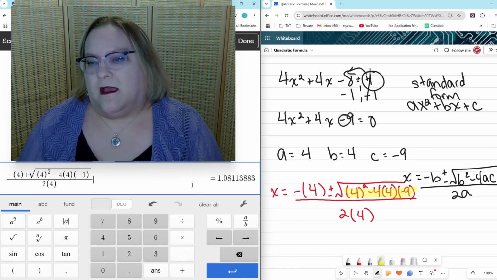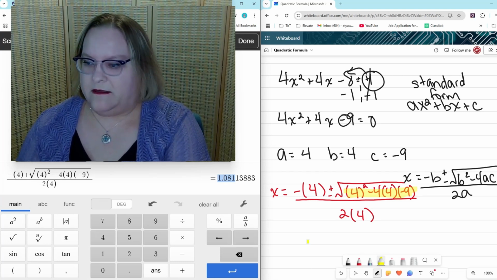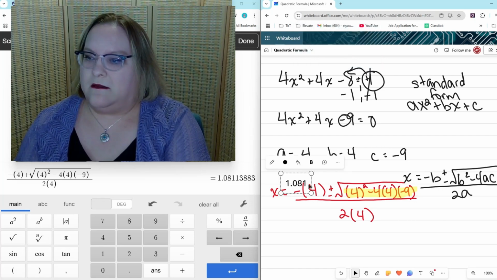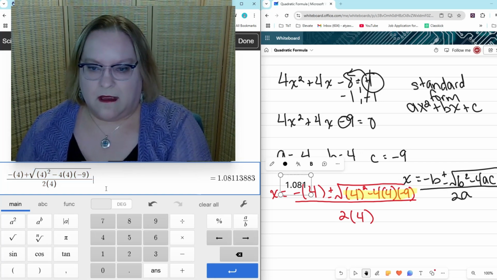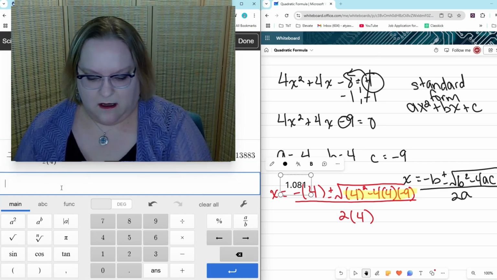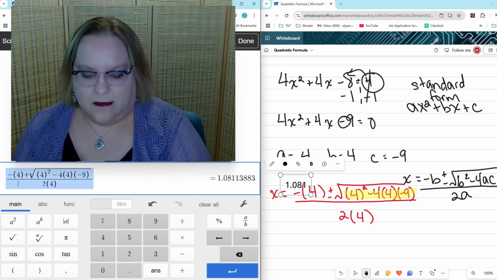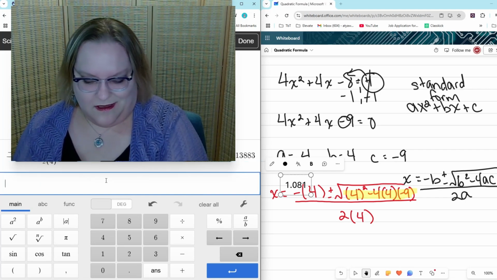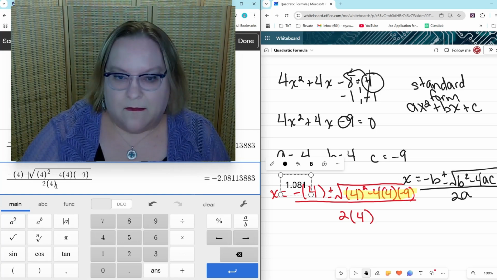All right, so we got an answer of 1.081138 and so on. What I usually do is go a little bit further than I need, press Control C, and then I can right click and paste right there. The next thing is to copy your work, press enter, and paste your work. There you go. And then we're going to make that a minus.